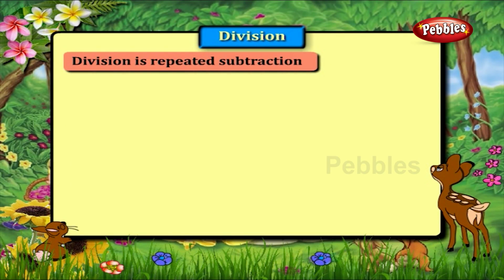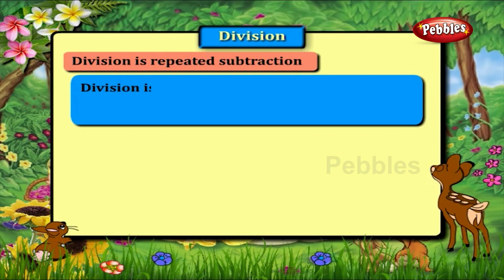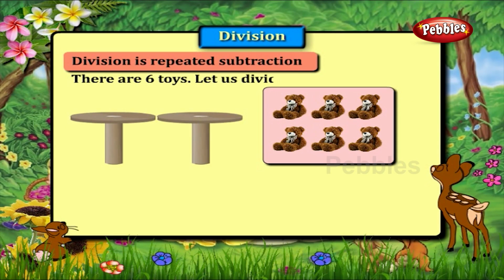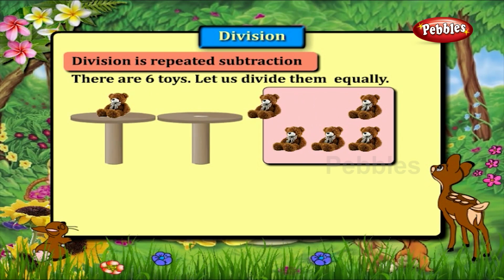Division is repeated subtraction. Division is not only sharing, it is also repeated subtraction of the same number. There are 6 toys. Let us divide them equally. The first time, keep 1 toy on each table.